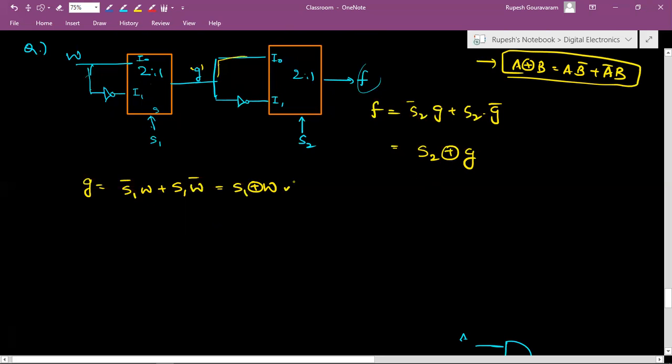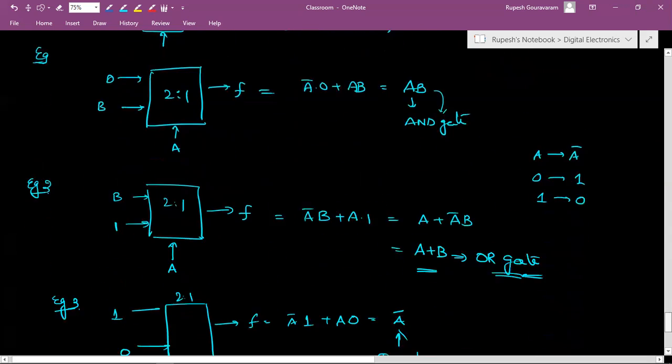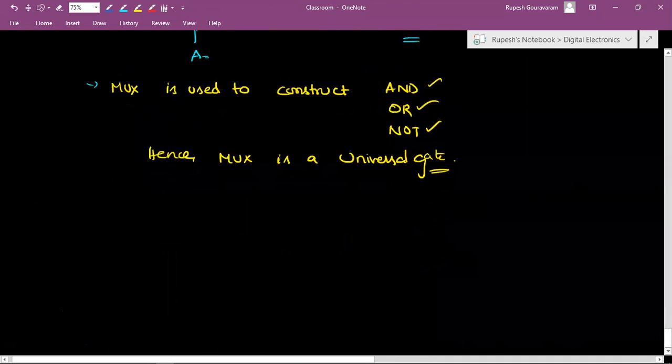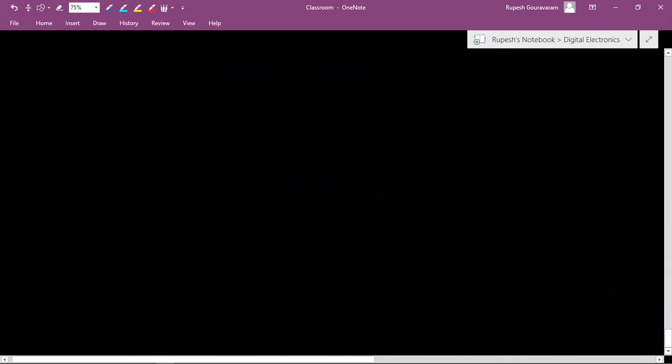What is g now? g is already here: s1 XOR with w. So this total function is s2 XOR with s1 XOR with w. So this is the answer for this question. What is f? Okay. Hope you are getting all these concepts well.